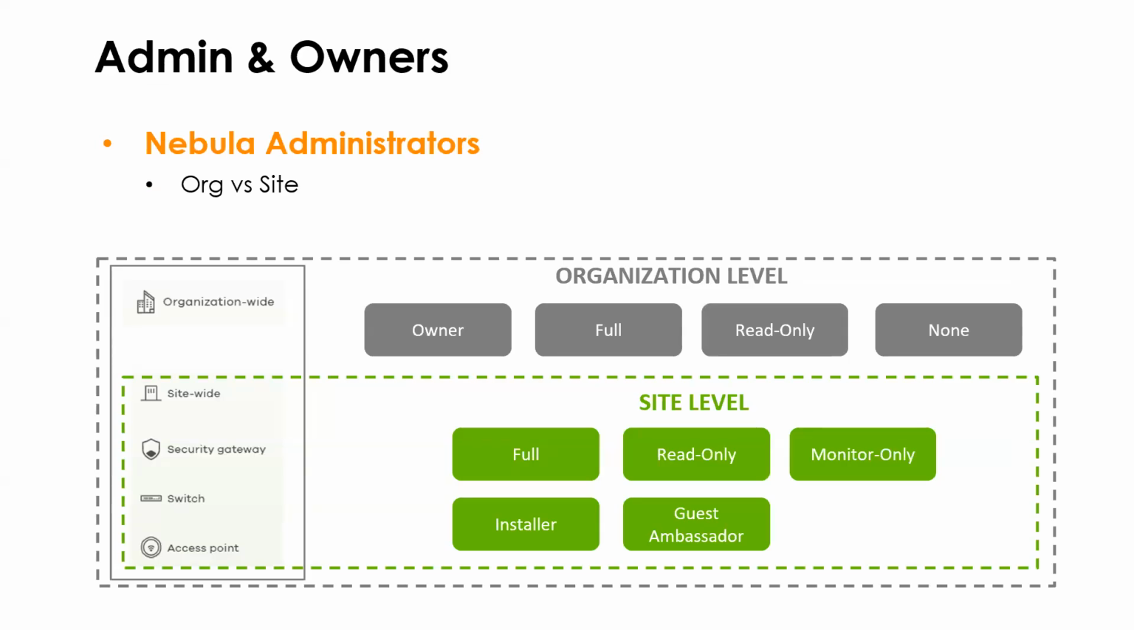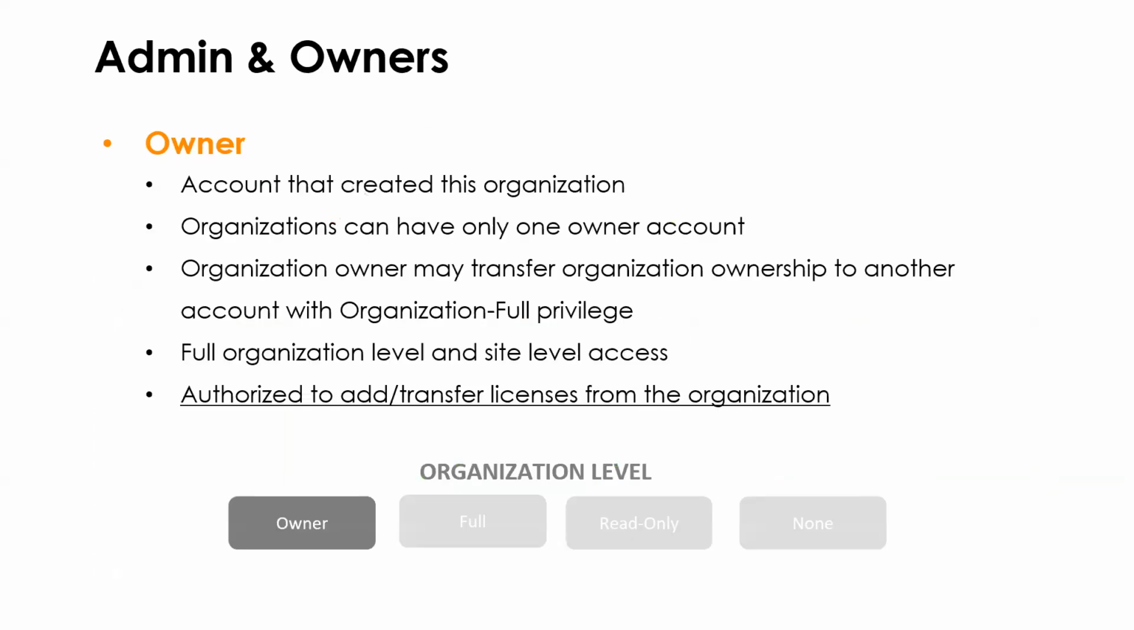So switching over here when it comes to your administrators. The administrator access is based on two levels. There's an organization setting, and then there are site-based settings. So you start by creating an organization level access, and then you add site level access underneath that. So we'll go through each of these. There are 4 different organization levels that you have access. You have the owner. Again, there's only one of those. Full, read only, and none.